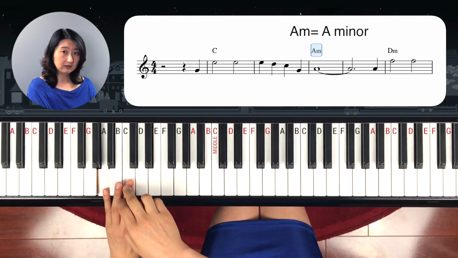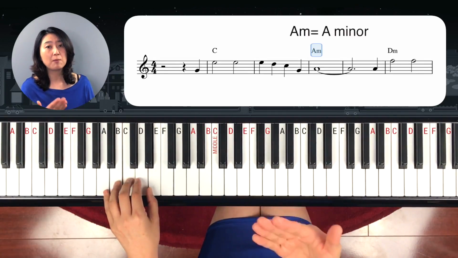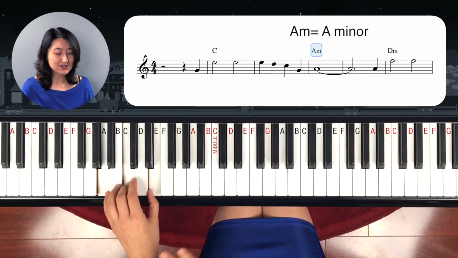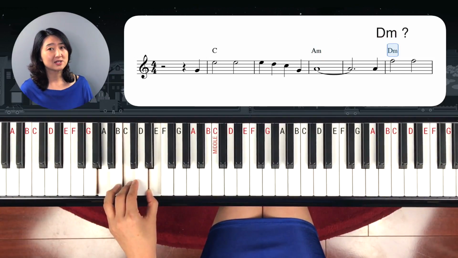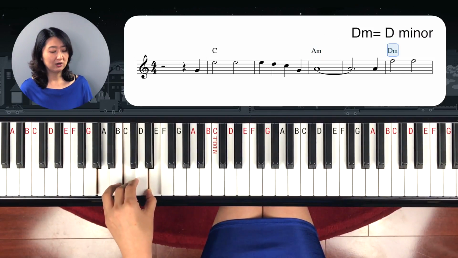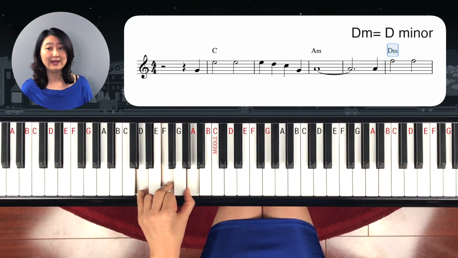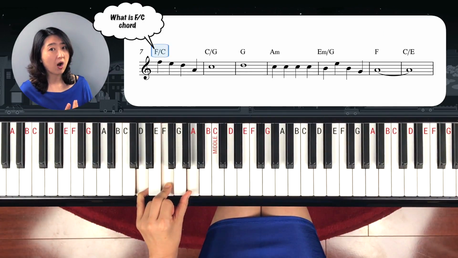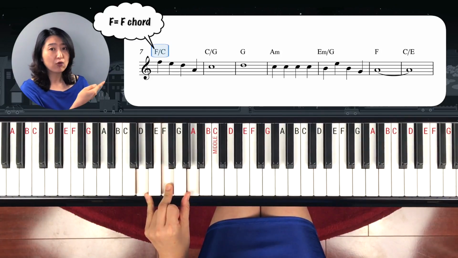Do you know what is the minor? Yes, if you still don't know how to figure it out, major and minor, watch my previous lesson, then you will see. But today, we'll just go over quickly the chords. What about the next? D minor. So C, D, D minor. And what about F/C stands for?